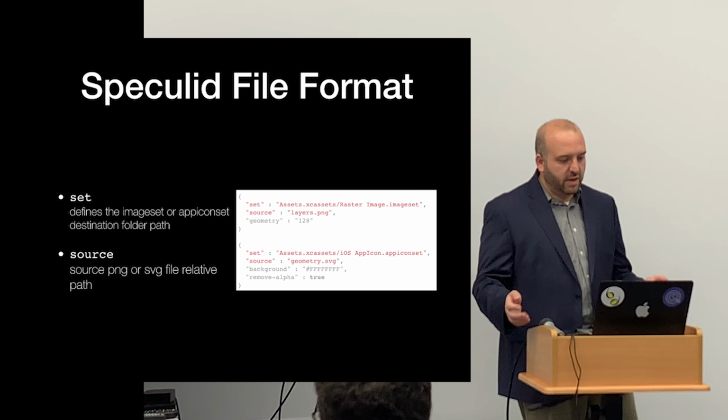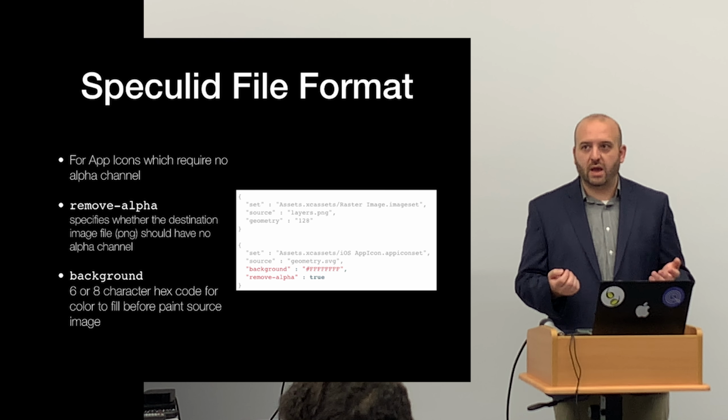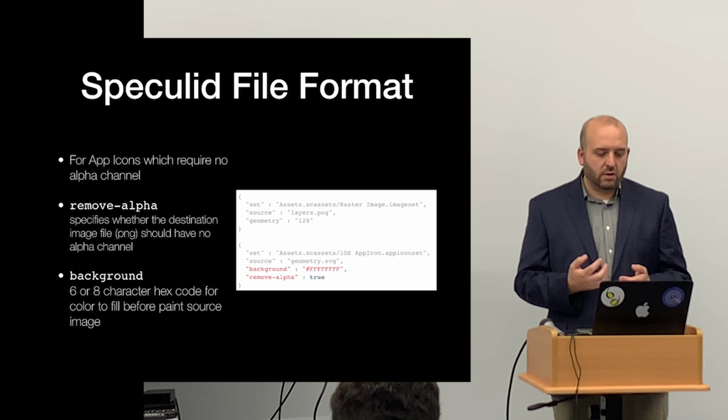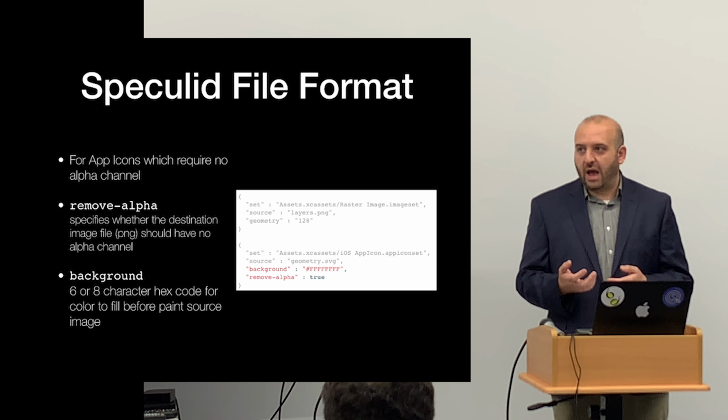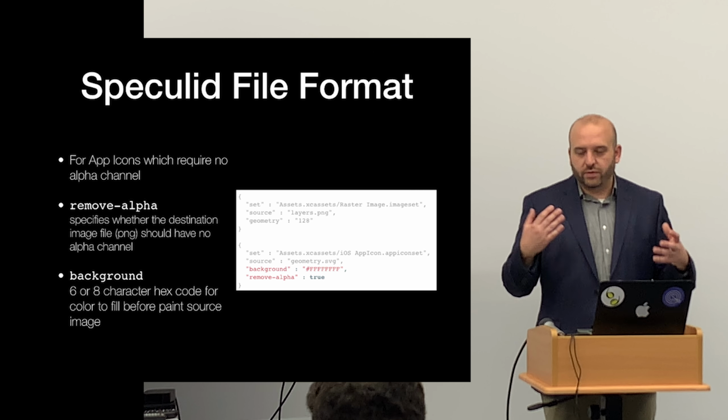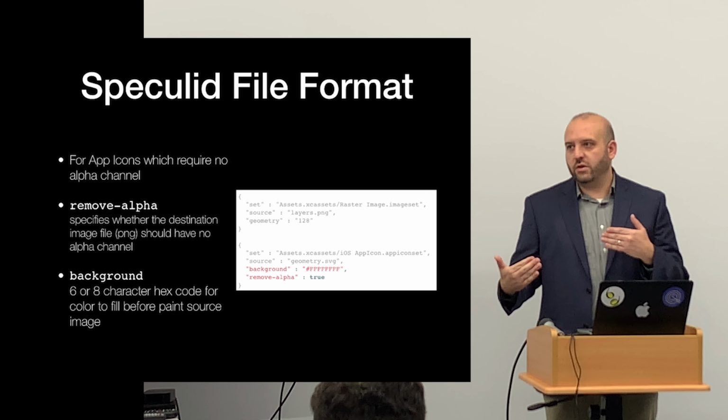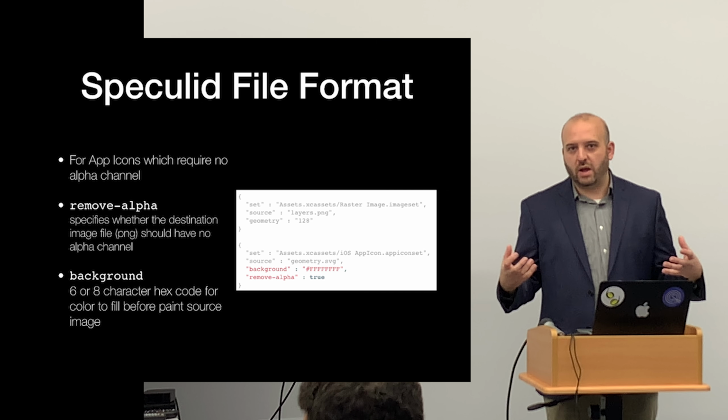One thing you'll note is that app icons cannot have backgrounds in them. So I have two additional flags that you can set to set a background color and also to remove the alpha. And the background color is just either an 8 or 6-digit hex code, depending on if you want transparency, which of course normally you wouldn't want. And that will then add a background color to your SVG file so that it's actually usable as an app icon.